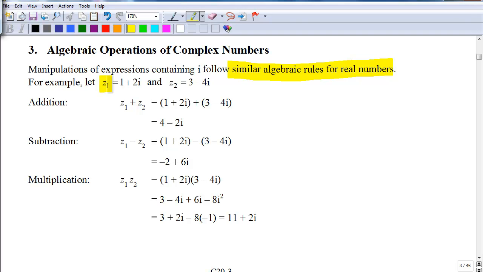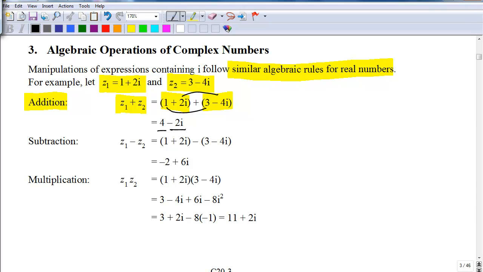If we say z1 is 1 plus 2i and z2 is 3 minus 4i, and we say that we want to add them up, then what we really want to do is to add the real parts together and the imaginary parts together. Meaning, the real part 1 added to the real part 3 gives you 4. The imaginary part 2i added to the minus 4i will give you minus 2i.